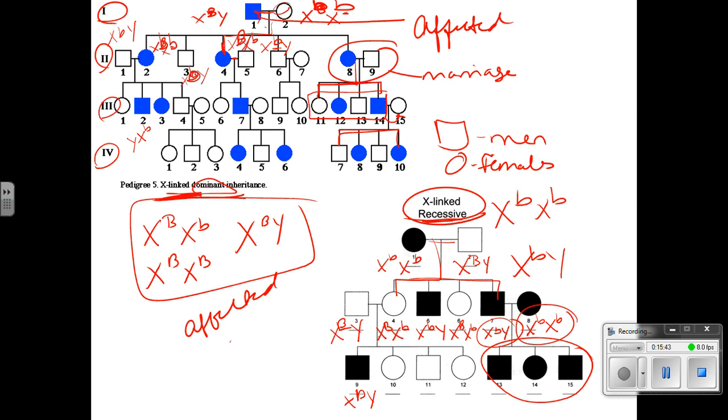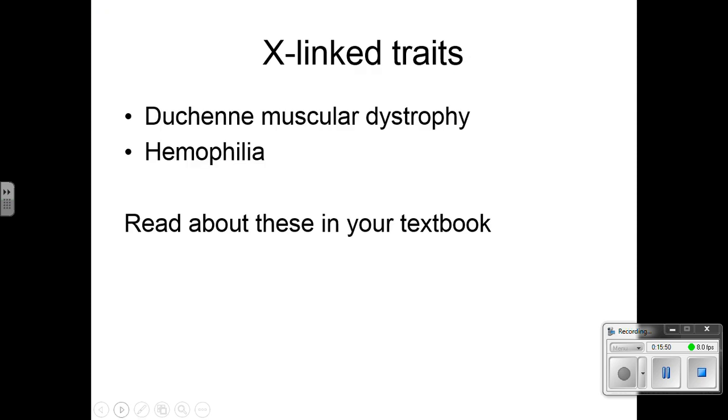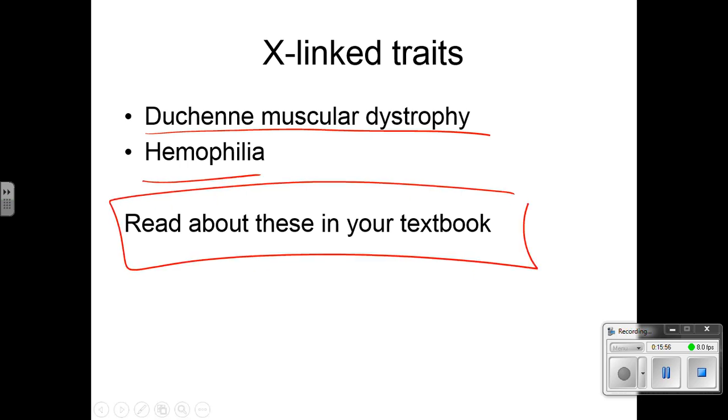Usually, though, you get a pedigree and you have to figure out how it's inherited. You have to know that this would indicate sex linked. A couple of sex-linked traits of interest, Duchenne's muscular dystrophy and hemophilia. Read about those in your textbook.